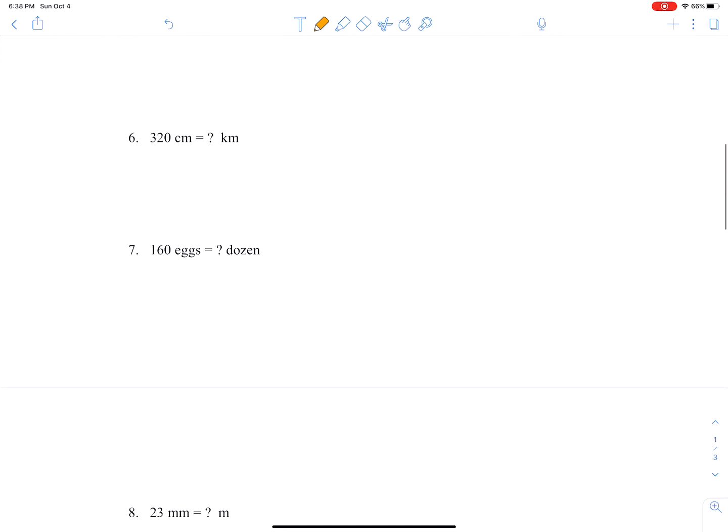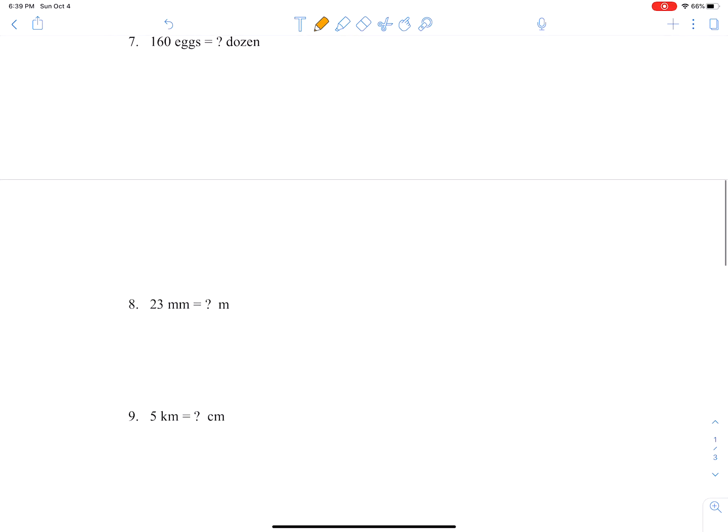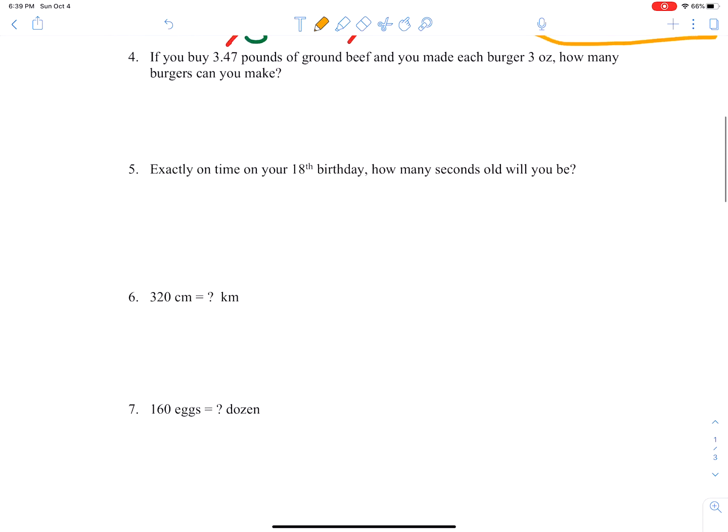Let's move around. Ooh, let's do some metric. So I have 320 centimeters and I want to go to kilometers. We did a little bit of this in class. Remember the saying, King Henry died by drinking chocolate milk: kilo, hecto, deca, base, deci, centi, milli. We're in a centimeter and we need to go to a kilometer. So we could do this in one step.